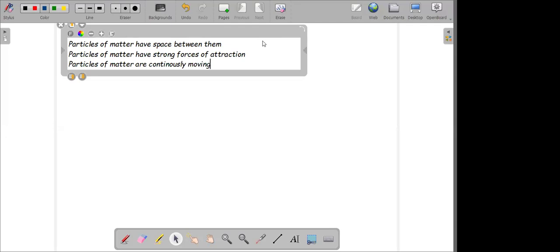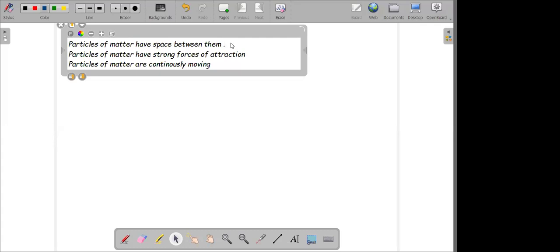Okay, so the three things. Particles of matter have space between them, which can be proved by the dissolution of sugar in water. If you try to dissolve sugar in water, the volume of the solution does not increase. Rather, the sugar occupies all the interstitial spaces between the particles. So this shows that the particles of matter have space between them.